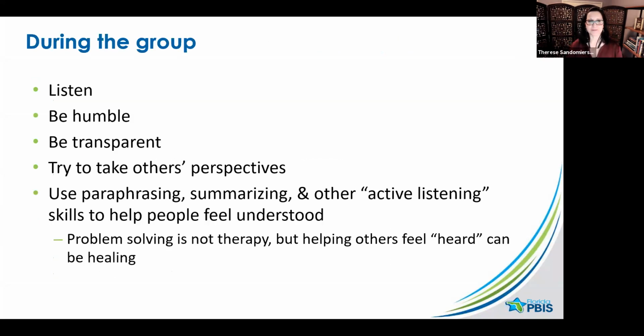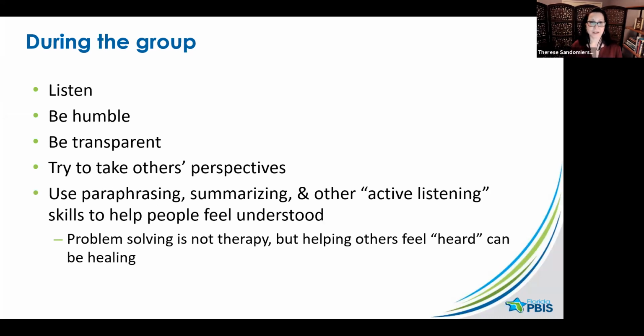So scripts are helpful. Throughout the group, listen, be humble. There's a concept out there known as cultural humility, basically knowing or acknowledging that your values, your beliefs, your perceptions are not the end all be all of truth for all people, right? So having humility going into that session.